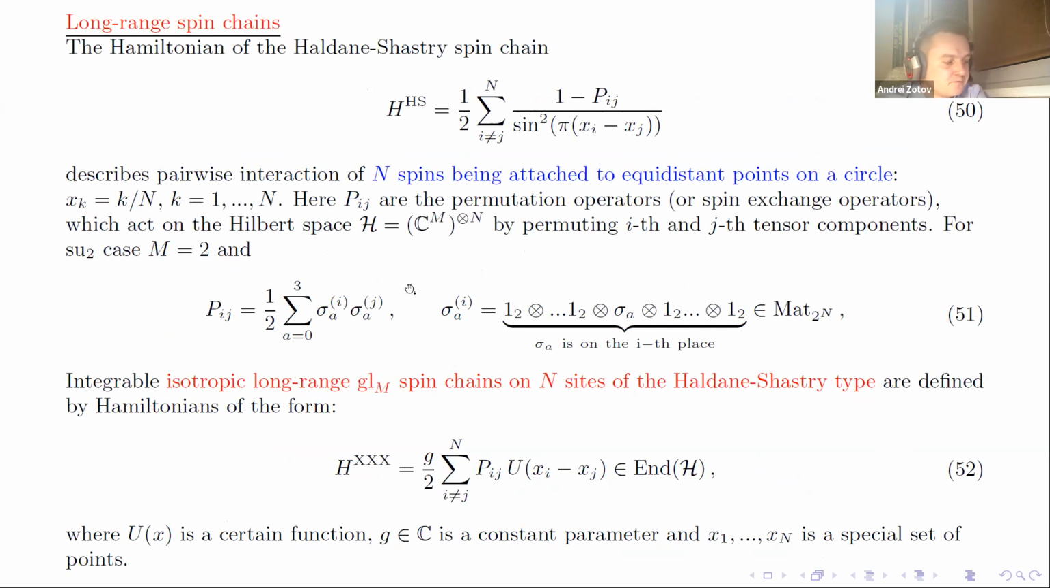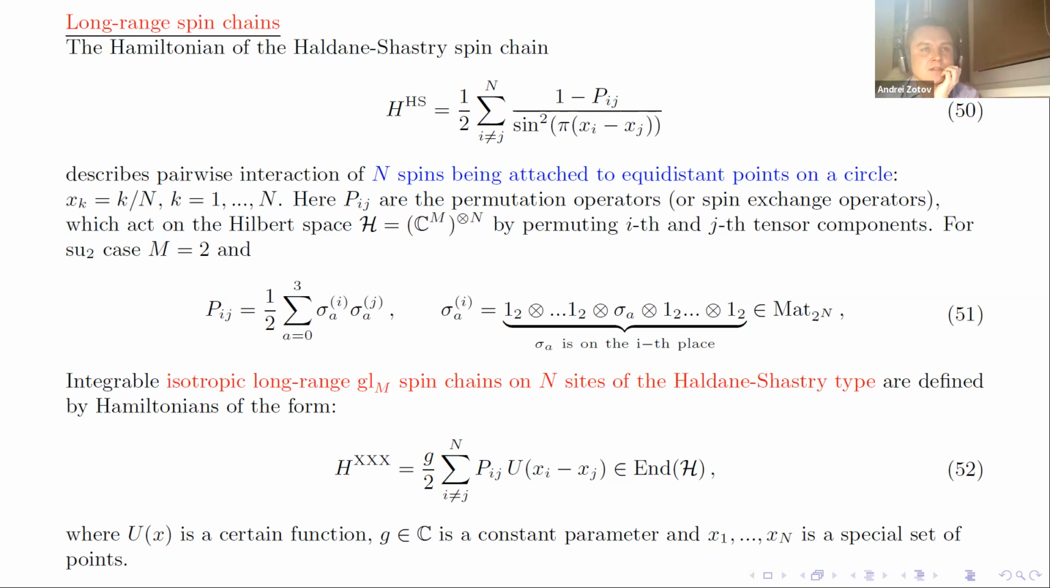But let us now talk about an important application, the application to long-range spin chains. The long-range integrable spin chain, the first non-trivial example, was introduced by Haldane-Shastry, and it is given by the following Hamiltonian, where P_ij are permutation operators acting in the vector space. And here is the inverse squared sine, whose argument is x_i minus x_j, and the x's are equidistant points on a circle. So this model describes n spins attached to equidistant points on a circle and interacting with each other by a spin exchange potential.